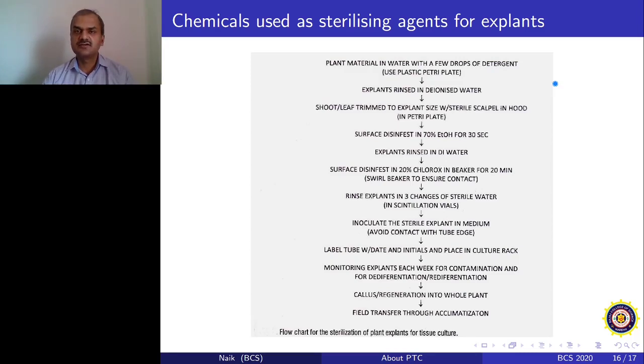If you have a shaker, then that is really good because you can keep it under shaking condition for the next 15 minutes, 10 minutes, or half an hour or 1 hour. That kind of first step of sterilization sometimes works very effectively for getting rid of fungal growth. Then after, let's say, 20 minutes of Bavistin treatment, you remove that particular Bavistin solution.